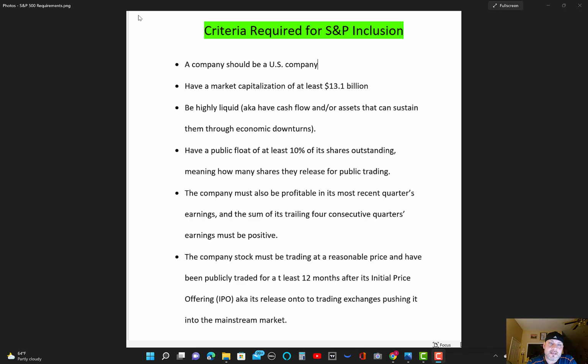So with that being said, as you can see right here, a company should be a U.S. company, have a market capitalization of at least $13.1 billion, be highly liquid, which is to have cash flow and or assets that can sustain through economic downturn, such as the pandemic that happened last year, the Russia-Ukraine situation, certain things like that. Have a public float of at least 10% of its shares outstanding.